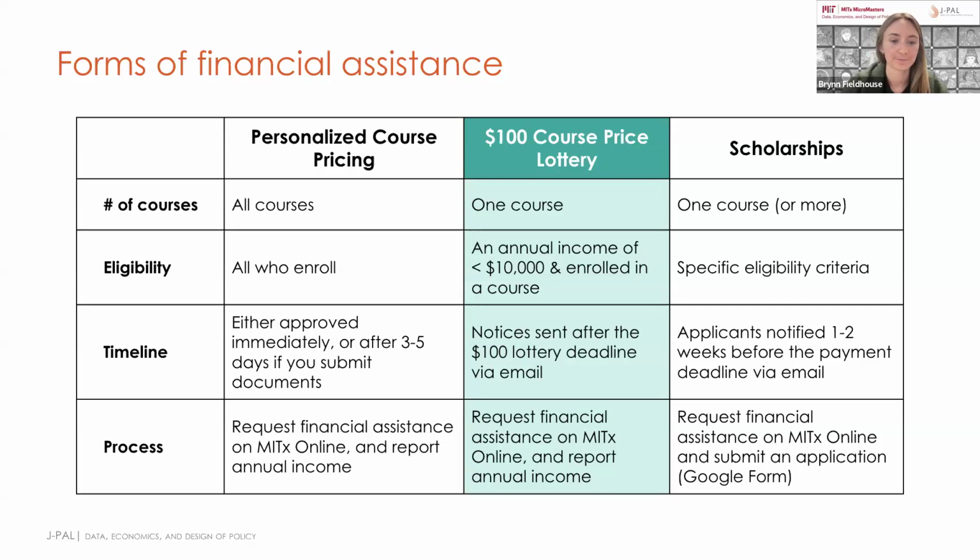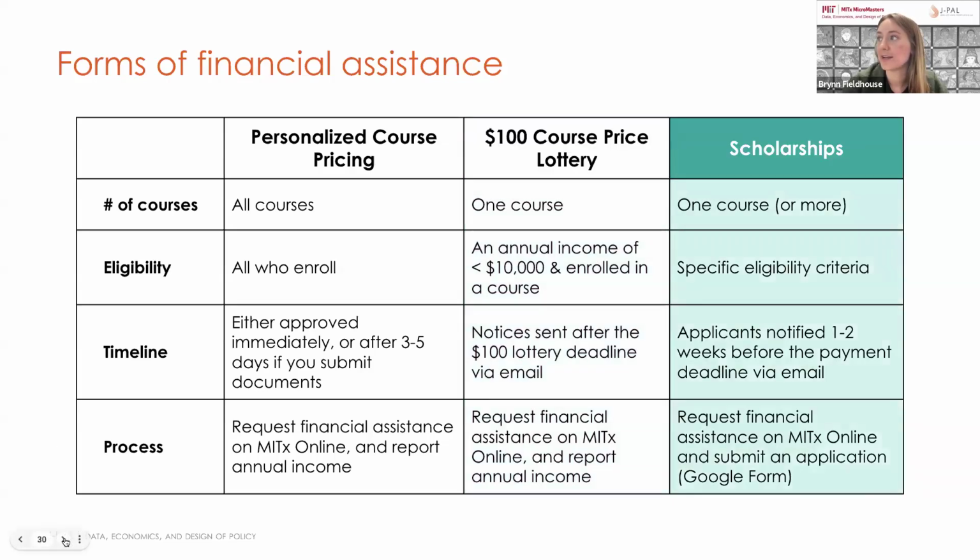And then lastly, thanks to the generosity of our donors, we have a limited number of scholarships to learners who meet a specific set of eligibility criteria. The scholarships are offered for specific courses and cover the full cost of the course. So these are different from the other 2 types of financial assistance, which only discount the course price. This will set your course price to 0, but you only receive it for 1 course at a time in most cases. Scholarships do require a separate application, and participation in the course is a consideration in the application review.